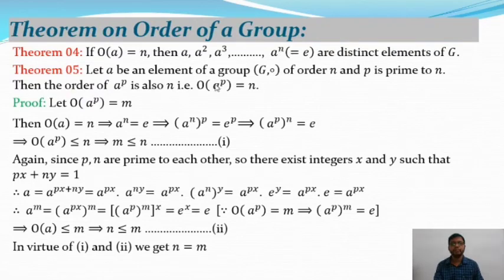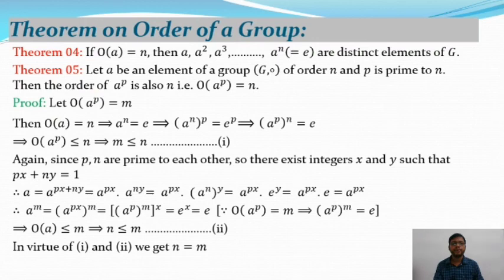where p is prime to n. Okay, so this is the theorem. So here is the proof of the fifth theorem on order of a group. Let the order of a to the power p be m. So we consider this. Then the order of a is equal to n, and it is given, and here a is an element in G.